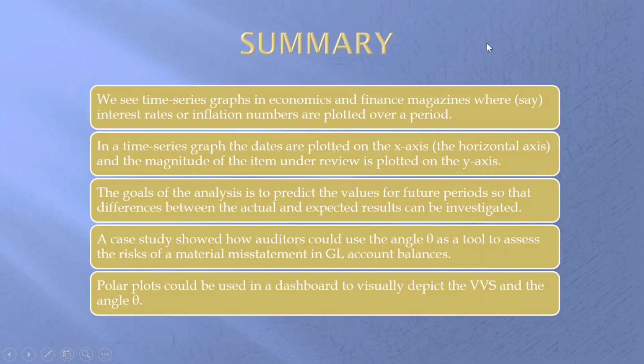So we see time series graphs all the time. The dates are on the x-axis and the magnitude of the item under review is on the y-axis. What we want to do here is we want to predict the future values using the past as our guide, and the idea being that large deviations could be indicative of fraud or error. I can actually use this vector variation score quite well in this setting as well, and I can show the before and the after and the angle as a polar plot on a dashboard.